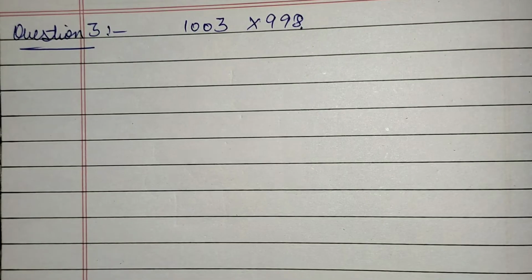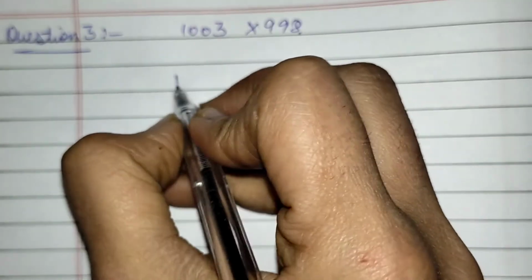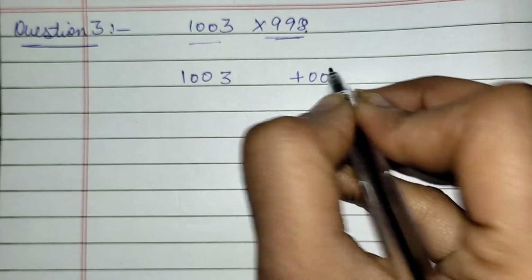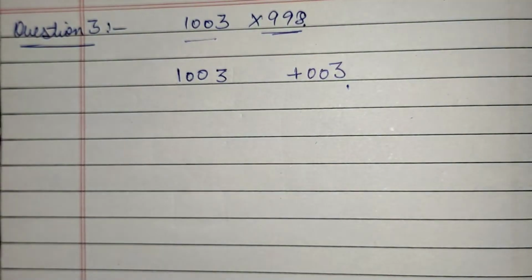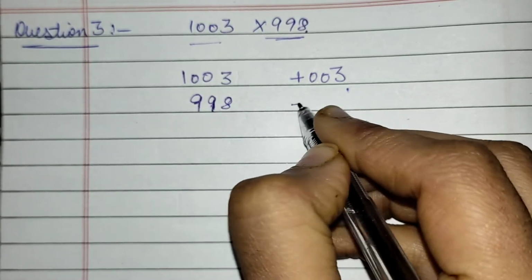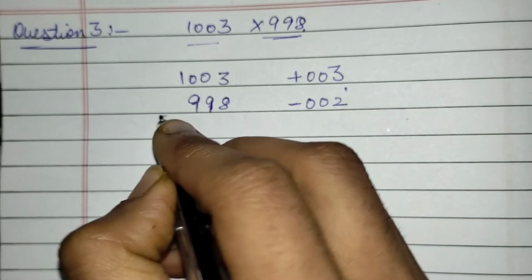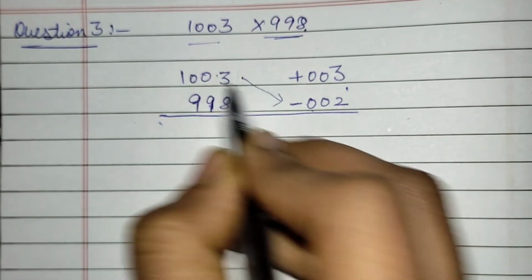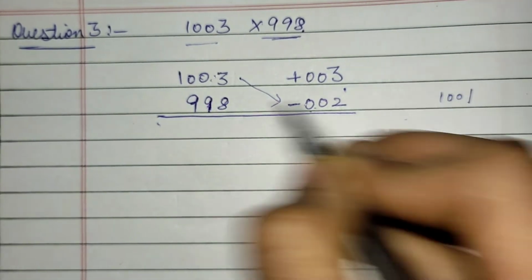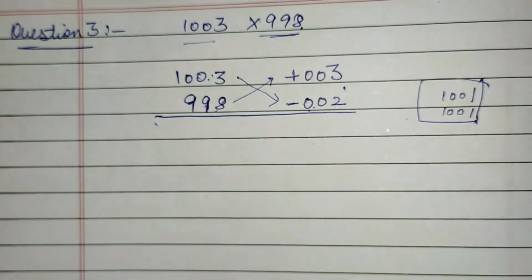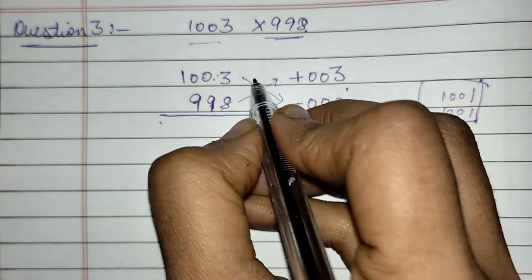Okay, so let us take another similar example. 1003 into 998. 1003 is how much bigger than 1000? It is by plus 003. And 998 is how much less than 1000? It is less than 1000 by 002. So you can see clearly, when you do addition this way, you get 1001, and if you do addition from the other side, you also get 1001. So that means our method is applicable.